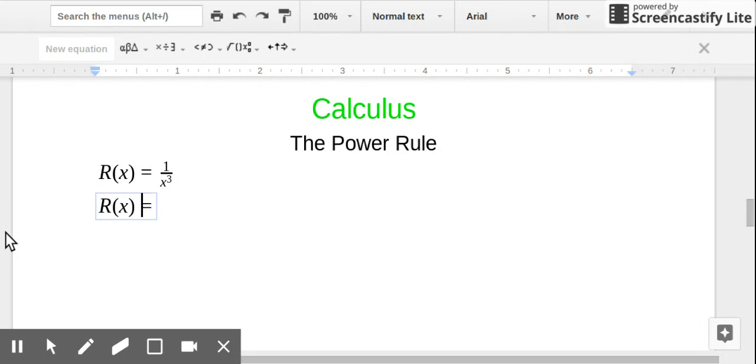First thing we're going to need to do, before we find r prime of x, is rewrite this to get it into a form so that we can use the power rule. That means we take this x cubed up into the numerator, and that makes it x raised to the -3. See that? Our exponent is positive down here in the denominator, but when we raise it to the numerator, it becomes negative. Now it's in a form where we can take the derivative. And we shall do that.